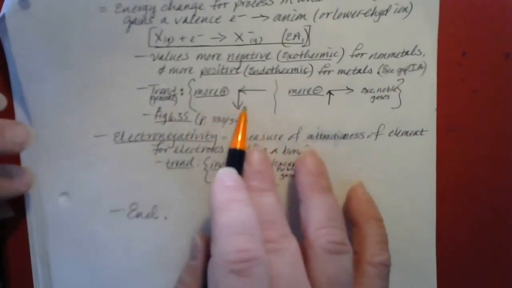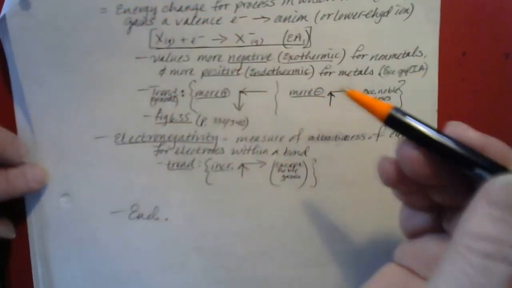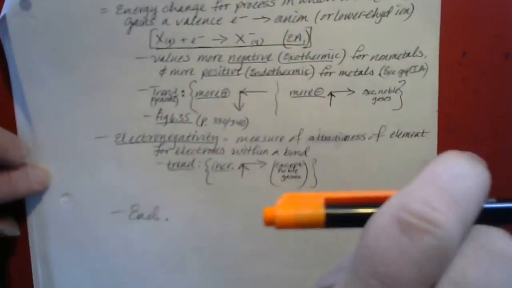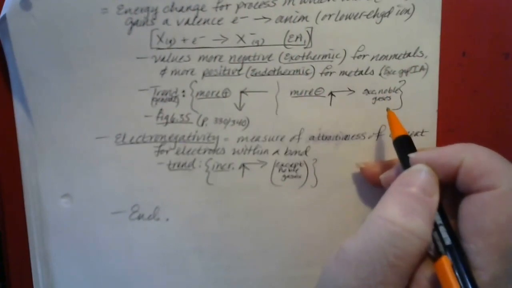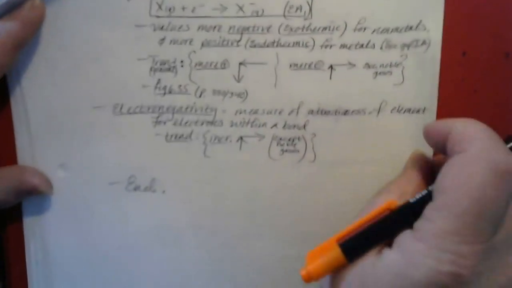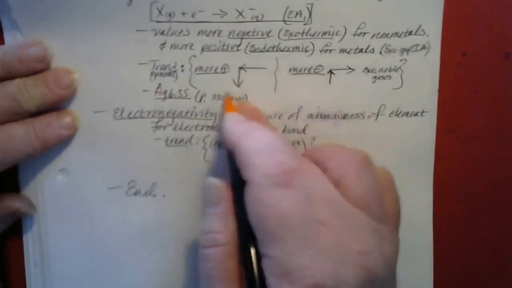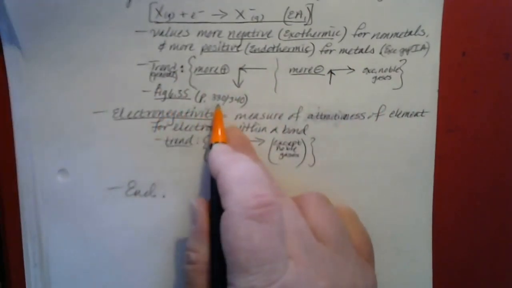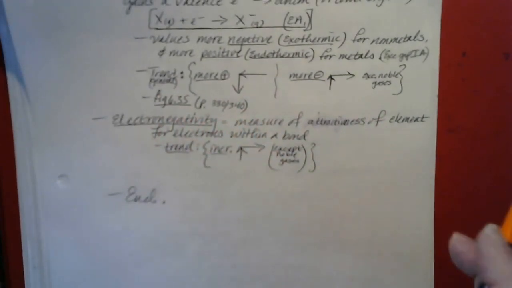The trends are generally that the values become more positive to the left and down, and they become more negative up and to the right, except for the noble gases. Noble gases are happy as they are. They don't want to gain electrons and they don't want to lose electrons. And this is a very general trend. There are a lot of exceptions to these trends. Figure 6.35 on page 330 or 340 will basically show you that.